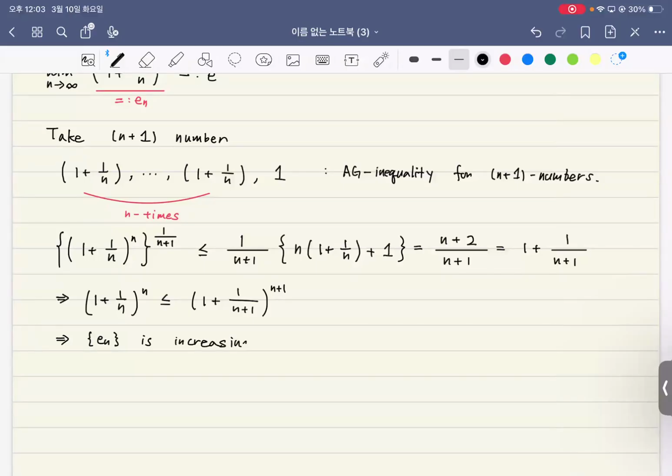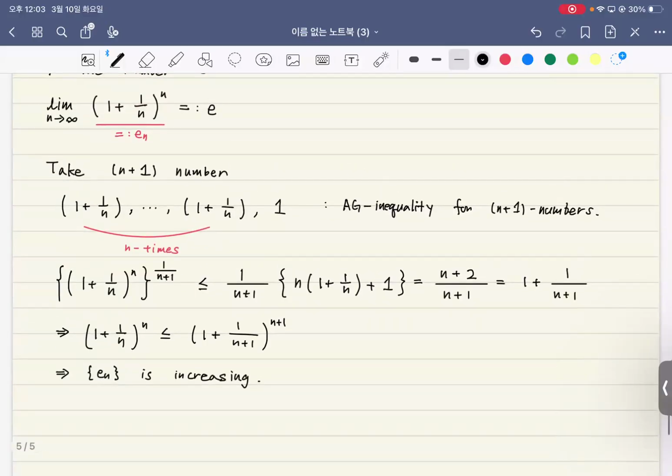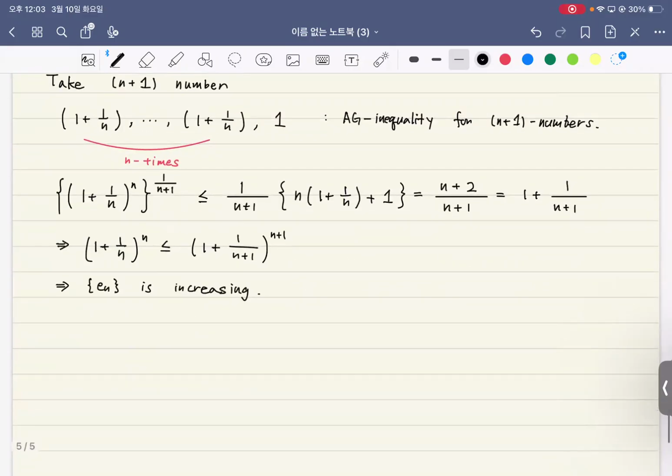This is an increasing sequence. Okay, so if we can show that this sequence is somehow bounded above, then I guess we are done. To show that, this time I want to consider this sequence.